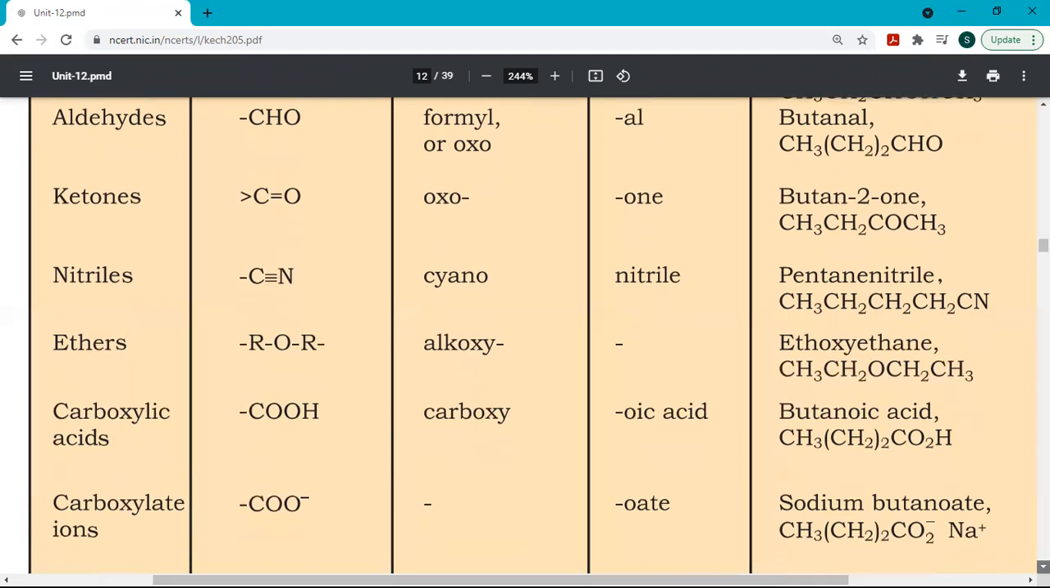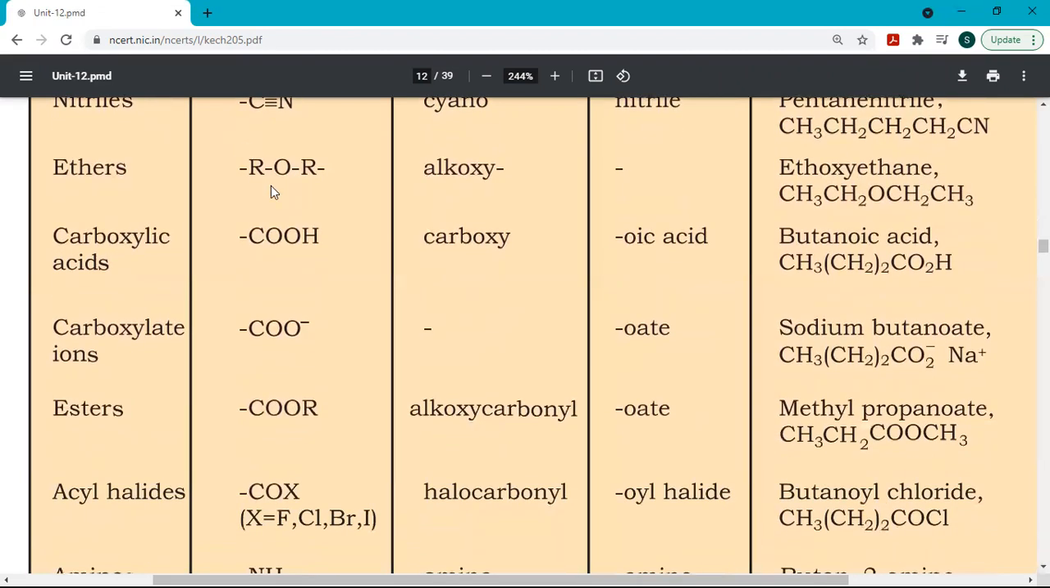Next is ethers. ROR. R means alkyl group. CH3, CH2, C2H5, any alkyl group, any carbon chain. Alkoxy, we use prefix and we don't use any suffix. Carboxylic acid, COOH. Carboxy is the prefix, oic acid is the suffix. Carboxylate ion, COO negative, we use suffix is oate. Esters, COOR. R means alkyl group. For example, COOCH3. So for this we use prefix alkoxycarbonyl and oate is the suffix.